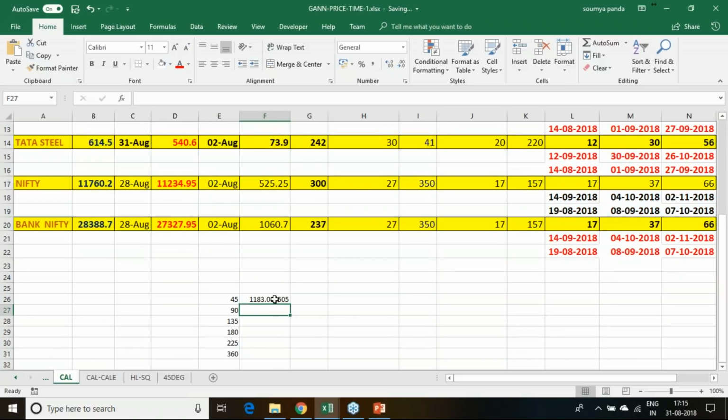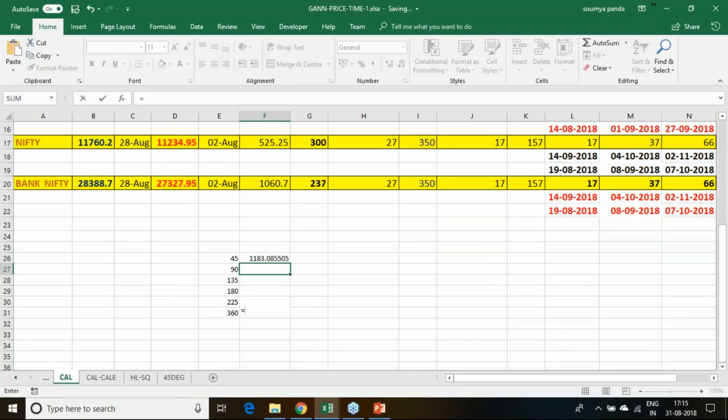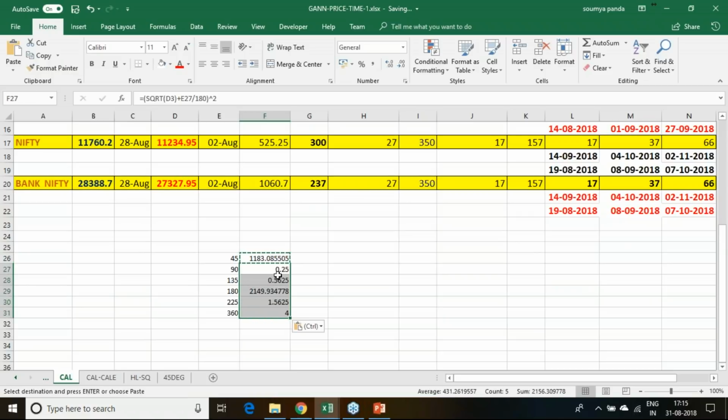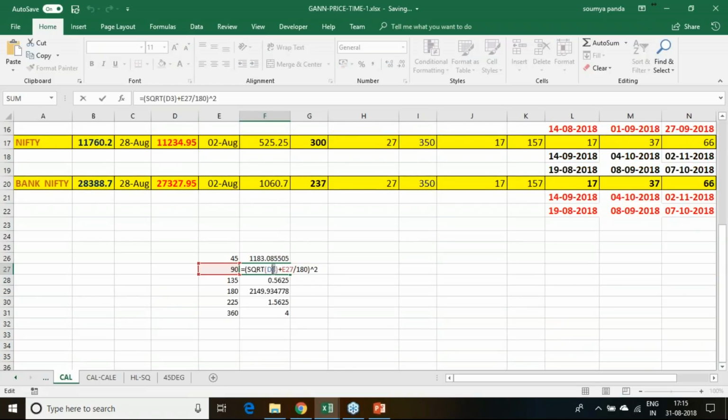So 1183 is coming as the next resistance. As long as it maintains above 1183 you are safe, and it has all probability to go till what level? Till the 360 level. In the same way you can calculate, however you have to change the parameter here, and it may shift to different levels. Here I am using the D2, so I will just change this parameter.